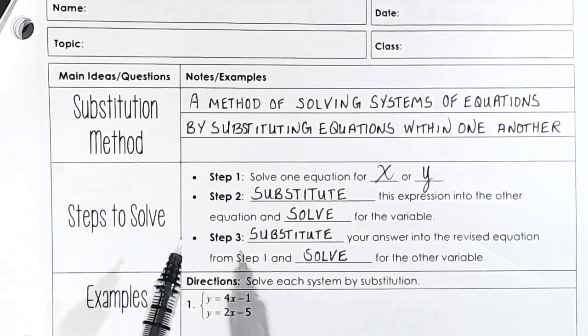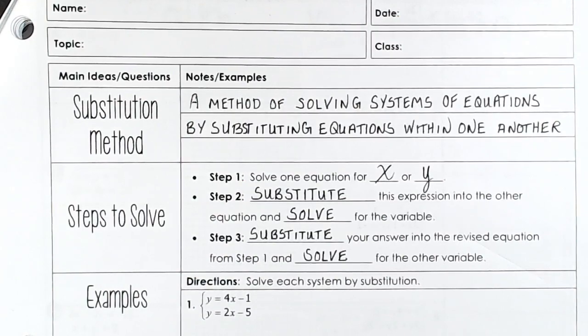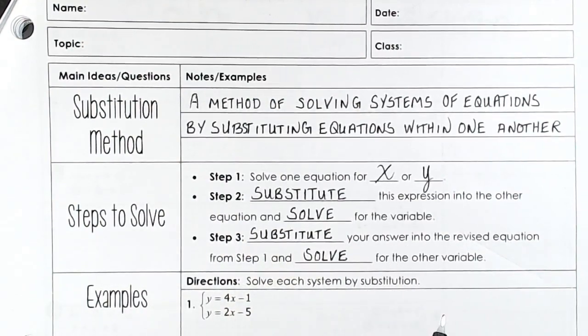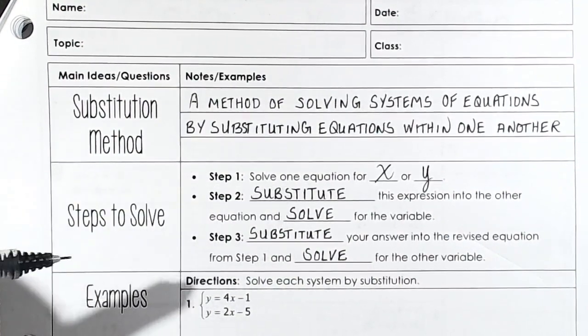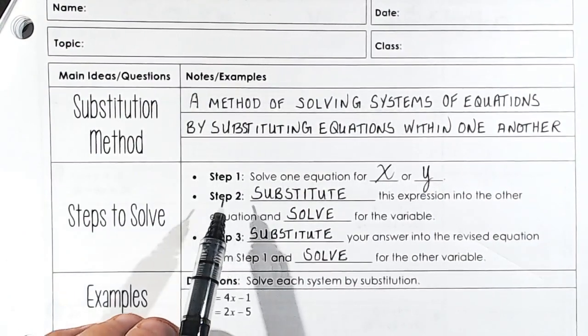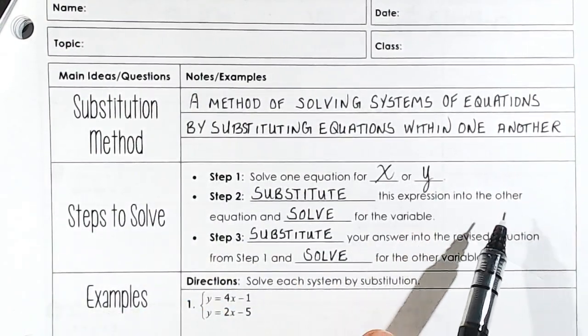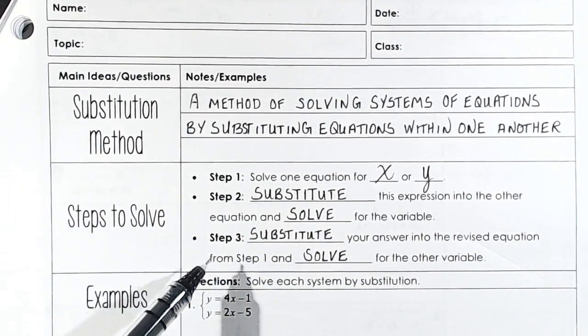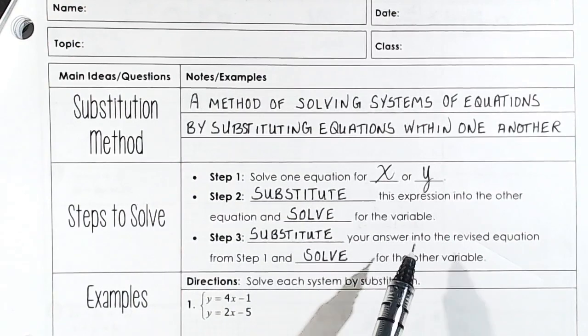And there are three principal steps involved in solving a system of equations using substitution. Step one is to solve one equation for x or y. Then, in step two, you substitute this expression into the other equation and solve for the variable. In step three, you substitute your answer into the revised equation from step one and solve for the other variable.